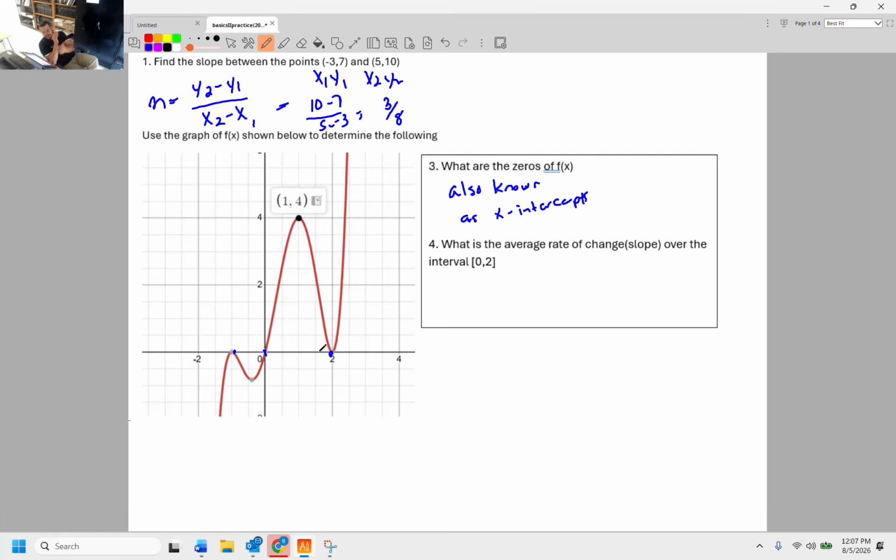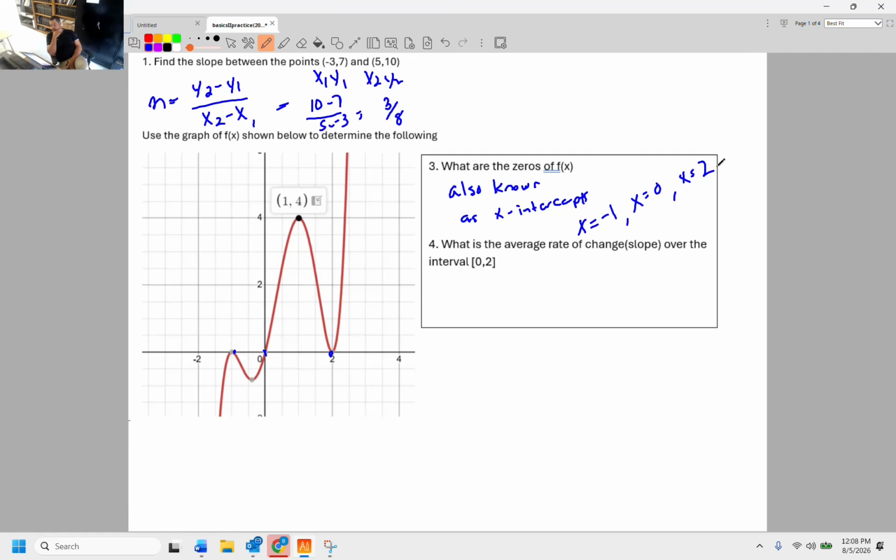So they are at -1. Left goes -2, halfway between is -1. So they are x equals -1, x equals 0, and then x equals 2. Because those zeros are where the y value is 0.